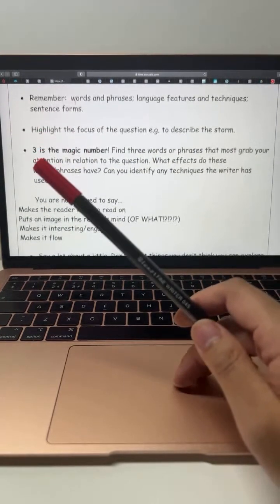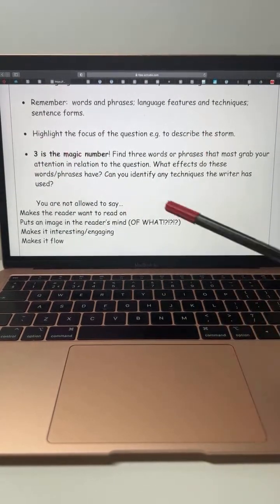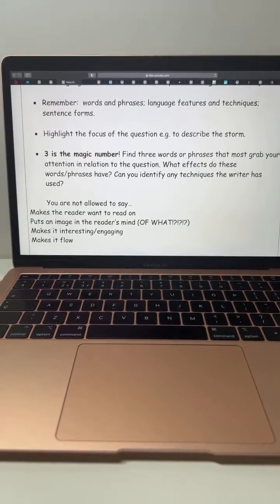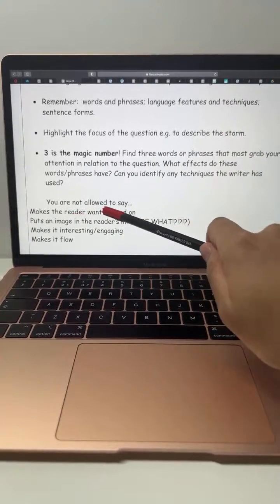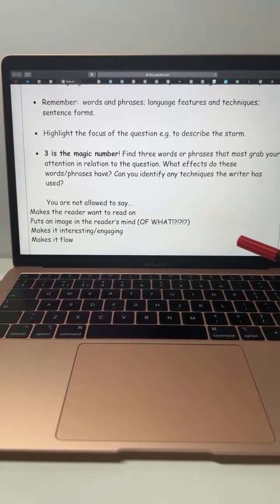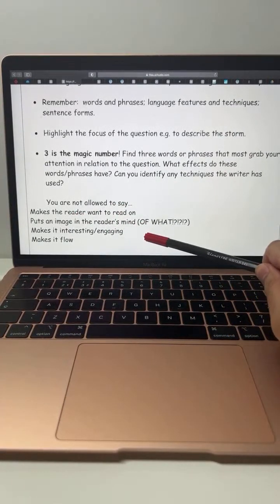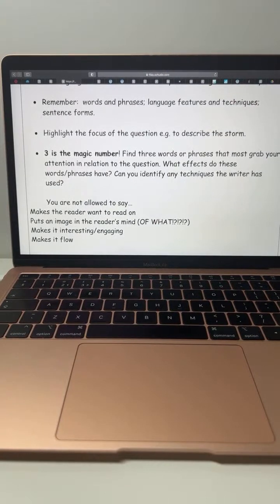So you are not allowed to say these sort of following terms because they are generic and it's essentially not really effective. So the first one: makes the reader want to read on. How many times have we seen that? Puts an image in the reader's mind of what? Tell us. Okay, be specific. Because so many times students say, "Oh, it creates an image in the reader's mind," but they don't tell us what it is. Makes it interesting, engaging. Of course it does, but how? Tell us how does it make it interesting and engaging, and makes it flow. Again, ask yourself how and why.